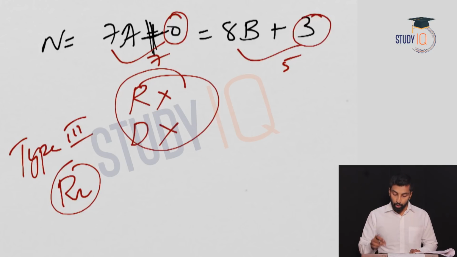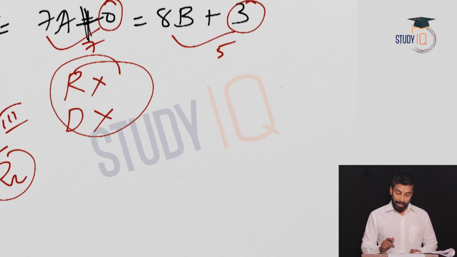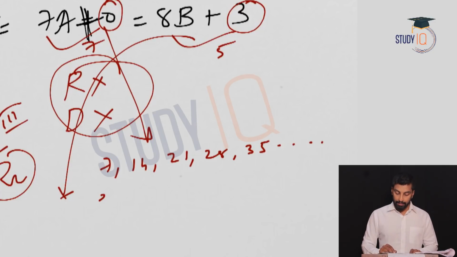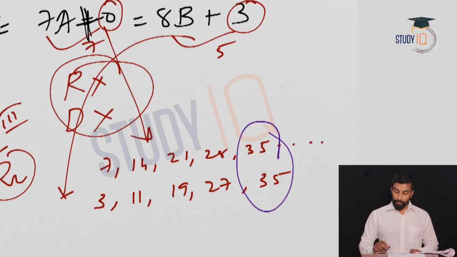Now when you solve it in round 2, how will you solve it? First you will expand the first series, 7a plus 0. So what are the numbers? 7, 14, 21, 28, 35, etc. Similarly, when you expand the second series, first number is 3. Then 3 plus 8, 11. Then 19. Then 27. Then 35. Now you got a common number here. So that's your first term, 35. So you got the first term.